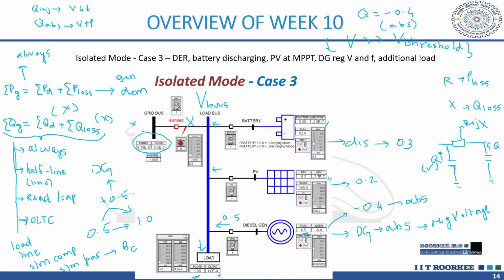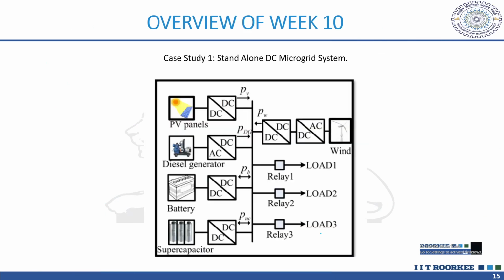So I hope this is clear now. Okay, then we'll proceed. So next we had this DC microgrid system, right? In the DC microgrid, you can see here this bus is now a DC bus. So we have PV panels connected through this boost DC-DC converter, diesel generators through inverters, batteries, supercapacitors, and we have wind and three loads.